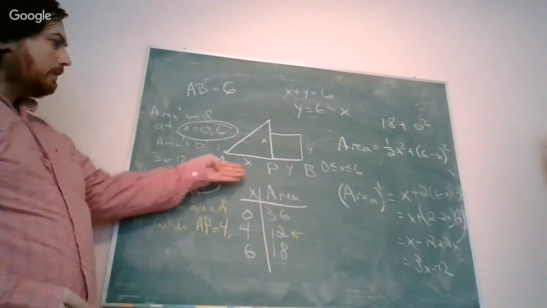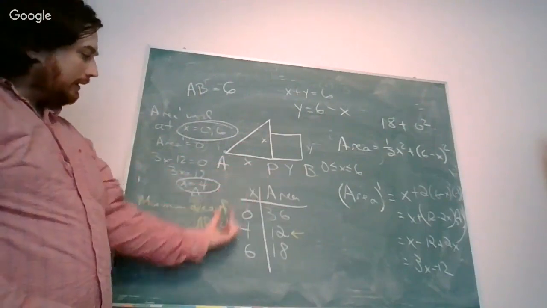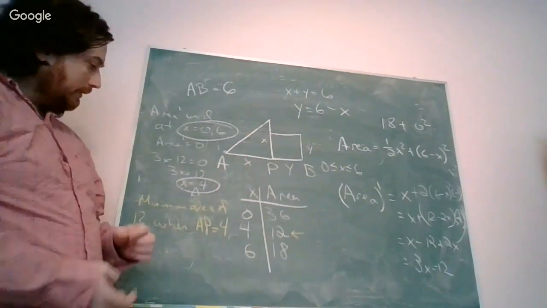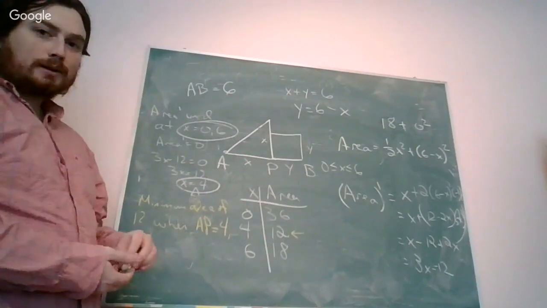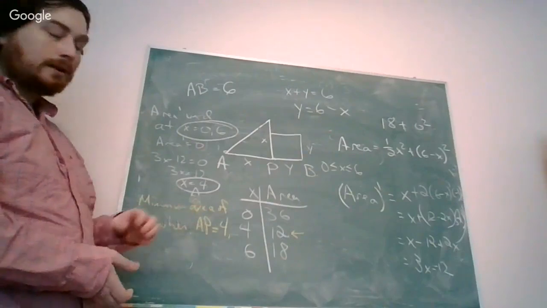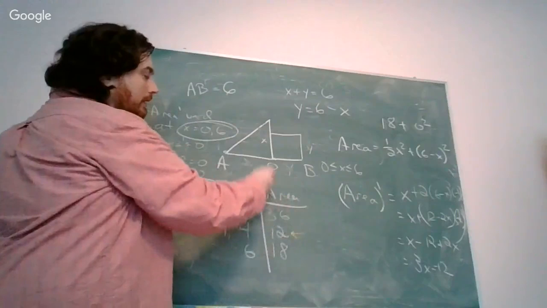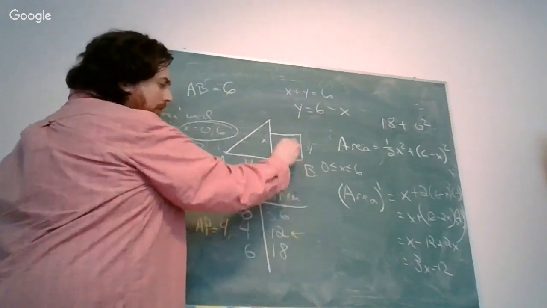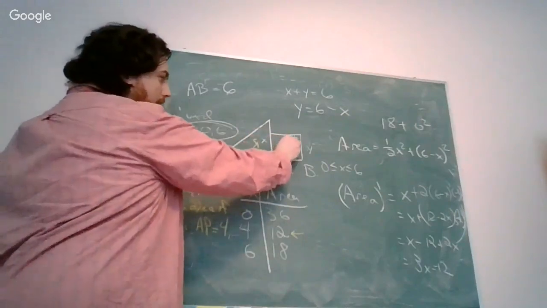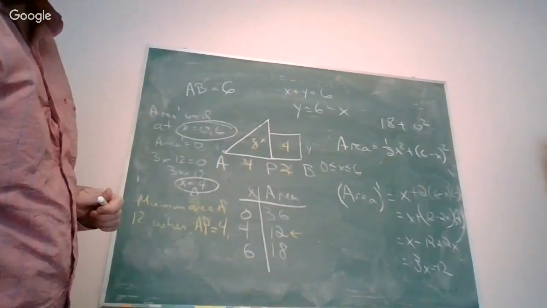And now I'm just writing it in context. The original question is how far from A should you place P? So the distance from A to P was x, and x was 4. So I'm just writing down the answer as it was asked: find AP such that your area is minimized. And so that's what we're looking for. If we want to draw a picture, this distance would be 4, this distance would be 2, this area would be 8, this area would be 4. So we end up with a total of 12.